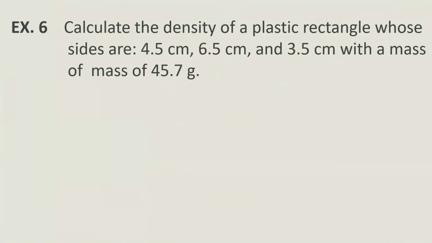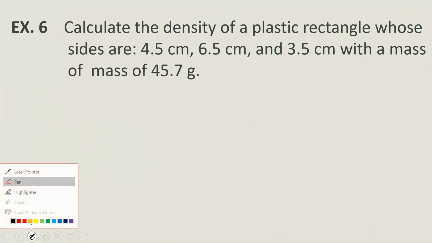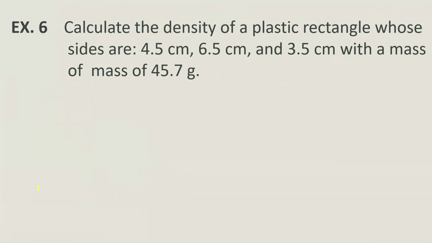Try this one. Calculate the density of a plastic rectangle whose sides are 4.5 centimeters, 6.5 centimeters, and 3.5 centimeters. The mass is 45.7 grams. So mass is there, one side, two sides, three sides, and it's a rectangle. It wants me to find density. Okay, so I'm talking about, I don't know how good this one's gonna be.